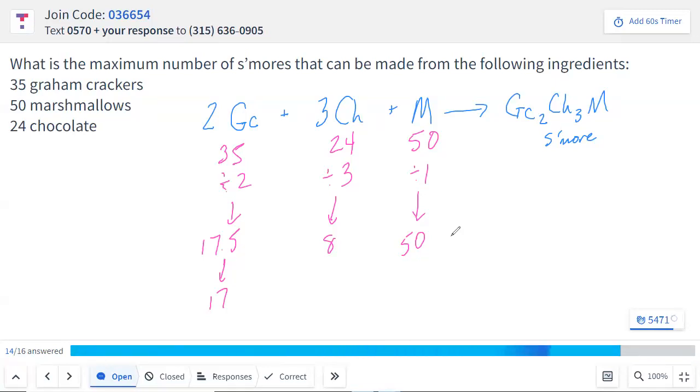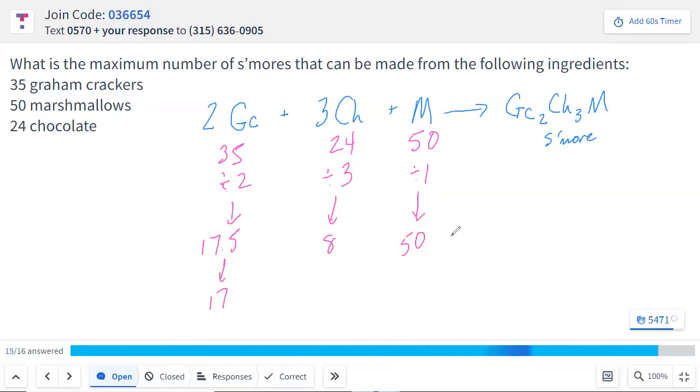Why is the answer 8? Well, after that 8th s'more, there's no more chocolate left. So even though I have graham crackers and I have marshmallows, and on their own, they are great snacks, I don't have everything I need to make a s'more anymore.